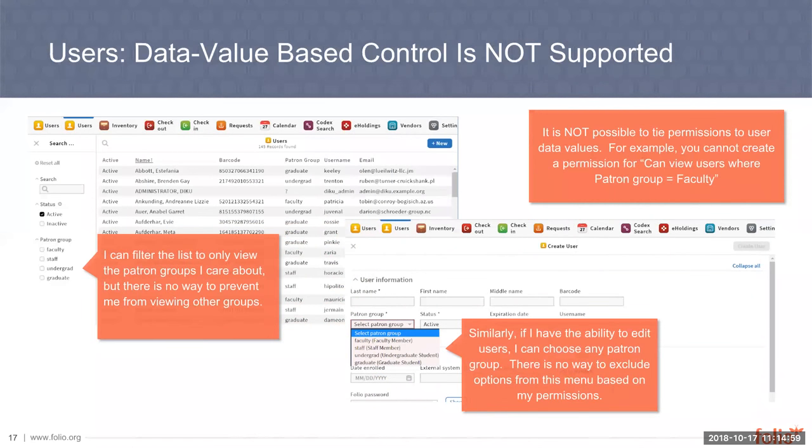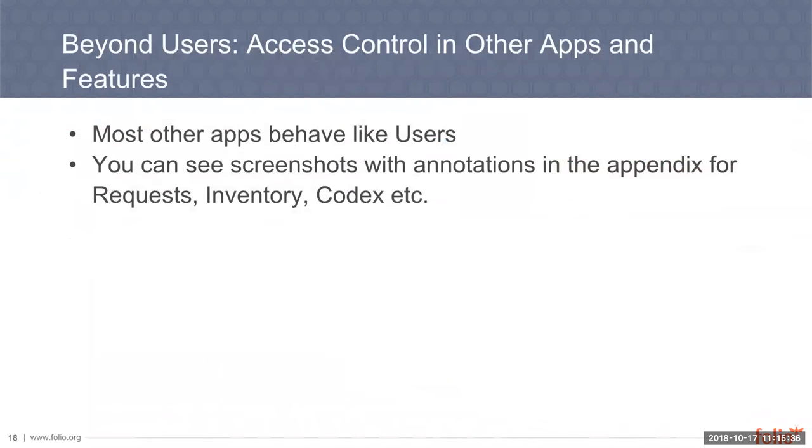Okay, so now moving on to data value-based access control. It is not possible to tie permissions to data values. So you can't create a permission that says can view users where patron group equals faculty. It's just not possible. That said, you can filter. So, if you have the ability to view users and you only care about one patron group or another, you can filter down. Similarly, if you have the ability to edit users, you can choose any patron group. There's no way to exclude options from the menu based on your permissions. And as I mentioned earlier, most other apps really behave like users, so take a look at the appendix to see the specifics there.